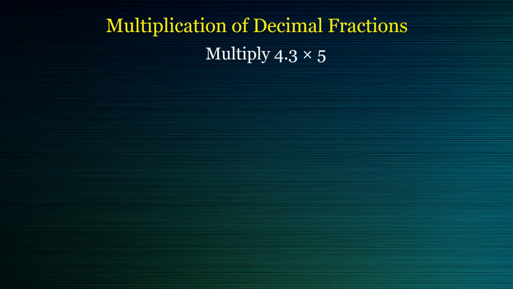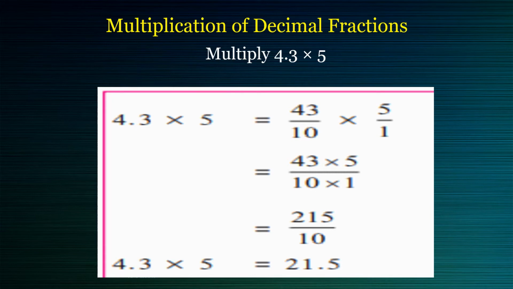For multiplication of decimal fractions, we have one more method. In this method, first we will convert our decimal numbers into common fractions and then we will multiply. Let's see how to do that. Here 4.3 in common fraction we have written 43 upon 10 multiplied by 5 upon 1. Here in the denominator we have written 1. Now we will multiply: 43 multiplied by 5 upon 10 multiplied by 1. 43 multiplied by 5 you will get 215 and 10 multiplied by 1 you will get 10. So 215 upon 10, that is 21.5. Like this also you can solve.